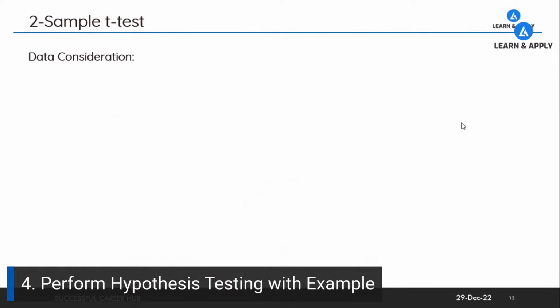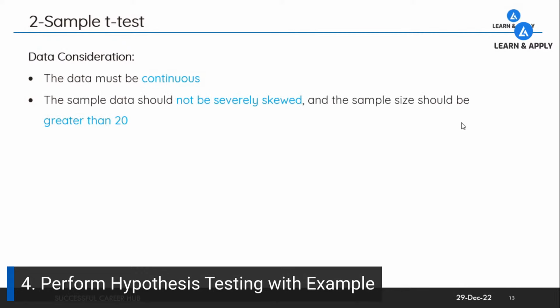Now, what are the data considerations? For a two sample t-test, the data must be continuous. Continuous means the data can be expressed in terms of fractions, like 12.4, 13.5, something like that. That's the first requirement. Second, the sample data should not be severely skewed and the sample size should be greater than 20. This comes from the power. As we want the power to be more than 95%, we are talking about a sample size of at least 20, right? Third, the sample data should be selected randomly.